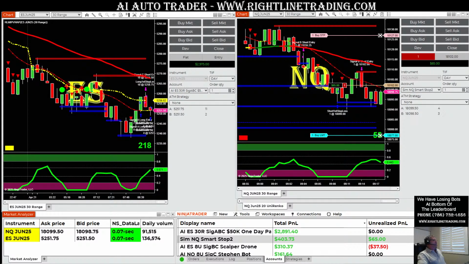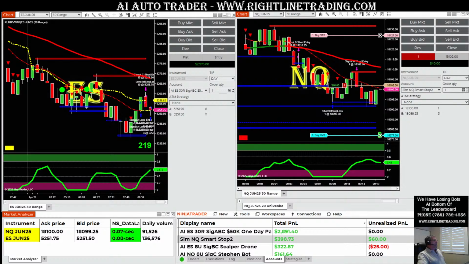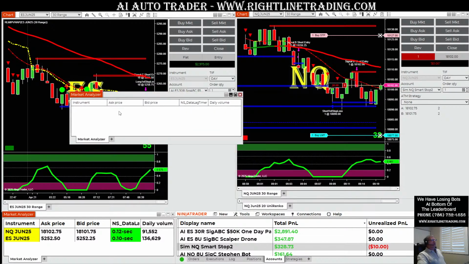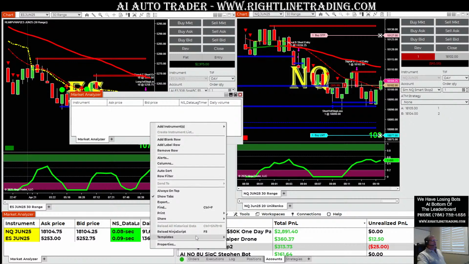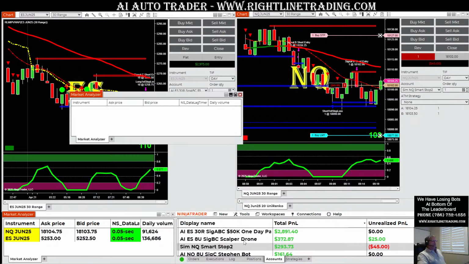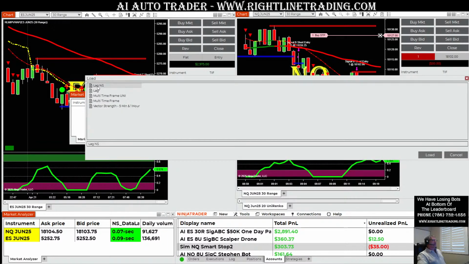Oh, it looks like the Duke's already helped you. Thank you, Duke. Yeah, you have to right click at that point, Carol. You're missing that one step. When this comes up with the bid and the ask, you're going to right click and you're going to go to templates, load, and you're going to select that lag template.